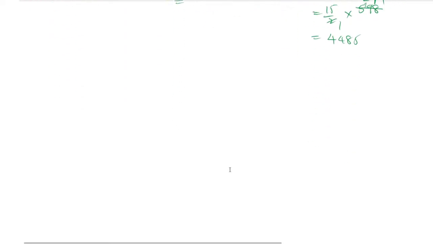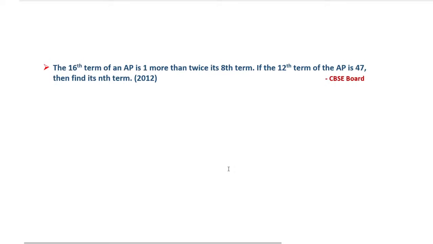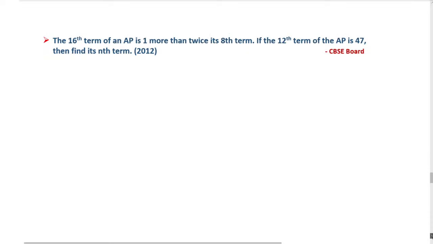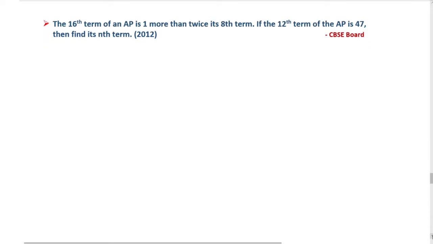So similarly, we have one more question, just to make a note of. Take down one more question, and yes, reversing is comparatively very easy. This is also from the CBSE board in the year 2012. They have asked this question, and you can solve this. It is not a difficult question, a very easy question.